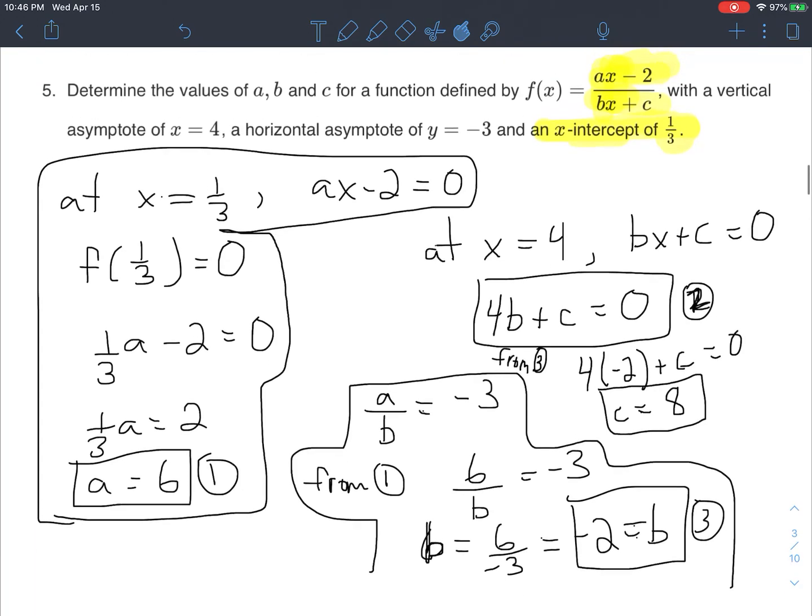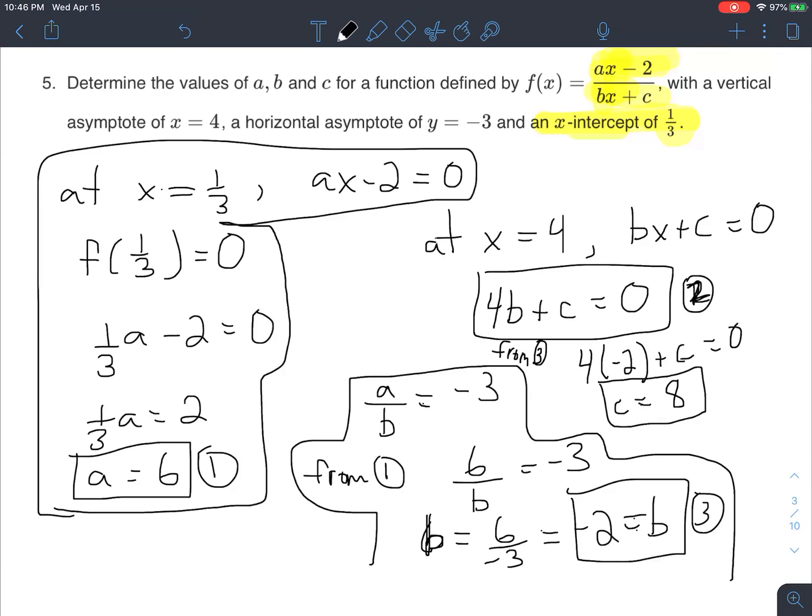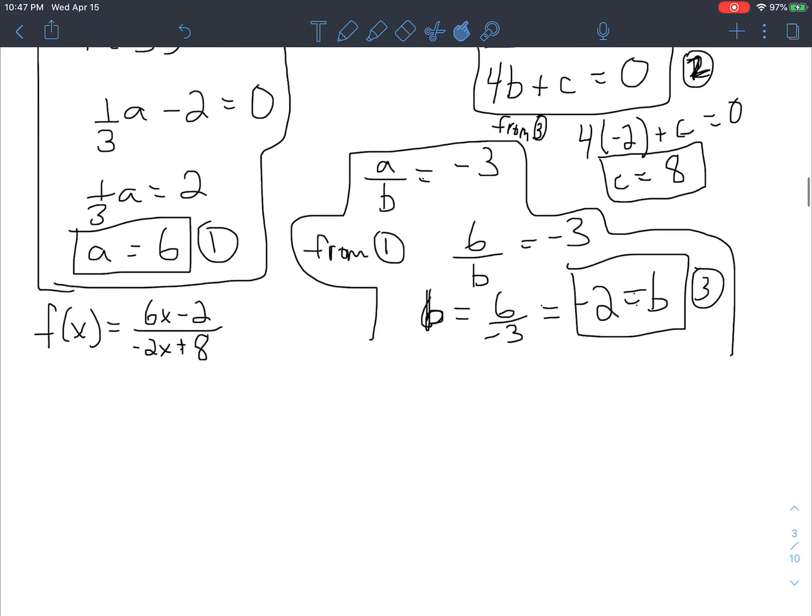Let's put that in. A is 6, so we're going to say f of x equals 6x minus 2 over b is negative 2, negative 2x, and c is 8, plus 8. Alright, now I have to double check and make sure that I'm right, because I need to know that there's not a hole there instead of a 0 and an asymptote. So let's get this into factored form. It's probably easiest. We're going to say 2 times 3x minus 1.